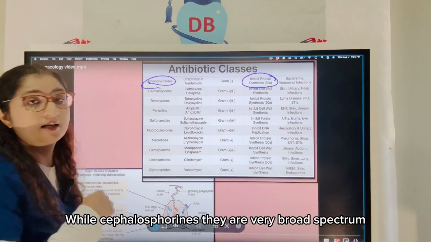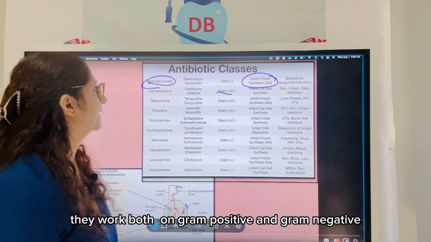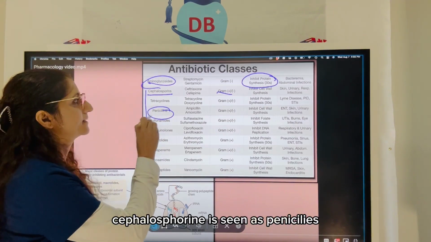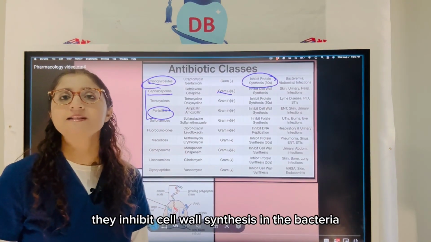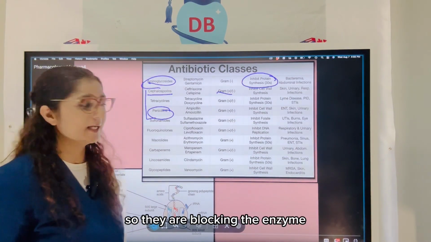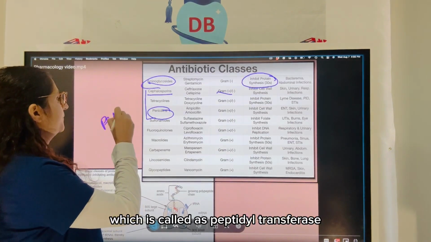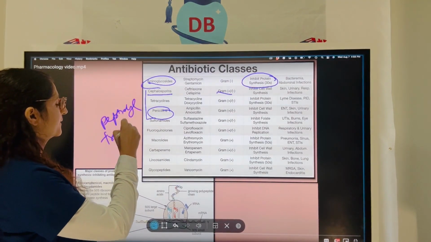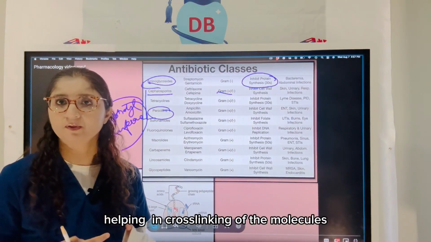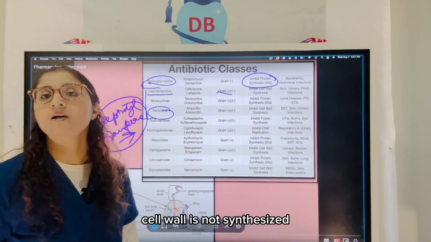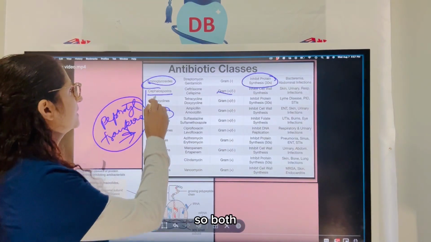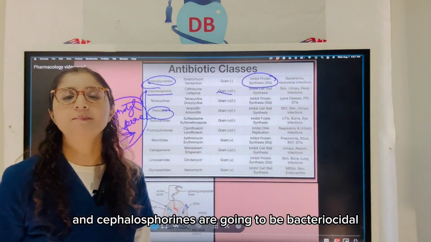While cephalosporins are very broad spectrum, they work on both gram-positive and gram-negative bacteria, and their mechanism of action is the same as penicillins. Both of them inhibit cell wall synthesis in the bacteria, and the cell wall is a very important component of bacteria. They block the enzyme called transpeptidase, which is very important in the last step of cell wall synthesis and helps in cross-linking of the molecules. So they block this enzyme, the cell wall is not synthesized, and basically the bacterial cell is going to get killed. So both penicillins and cephalosporins are going to be bactericidal.